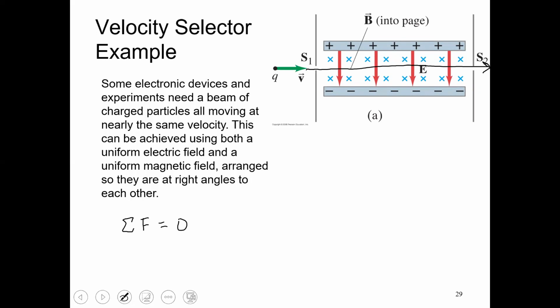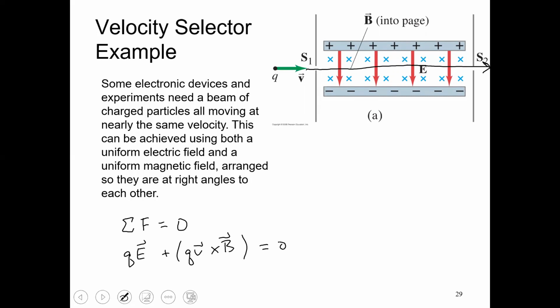If we want to add up those forces and have them equal zero, that means we want QE added to Qv crossed with B, whatever the result of that is, to be zero, right? So QE, Qv, QB, these are all vectors, right? So we need to pay attention to directions here, and we want it to cancel out in every single direction, which is why we have that crossed field.